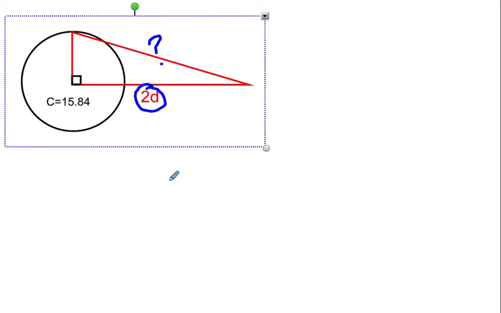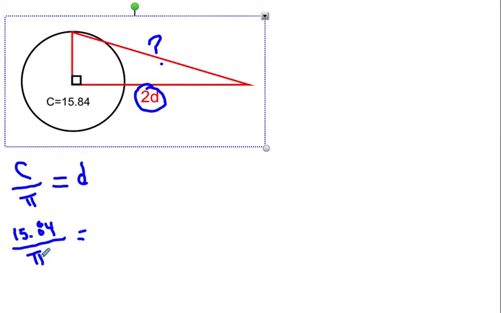So the first thing that I would do if I was attacking this question is say, well, in order to find that length, I'm going to need to know the diameter. And I know I can get the diameter from the circumference. Typically circumference is pi multiplied by the diameter. So in order to do that the other way, to get the diameter, I would take the circumference and divide it by pi. And that will tell me my diameter. So in this case, I've got 15.84 divided by pi.